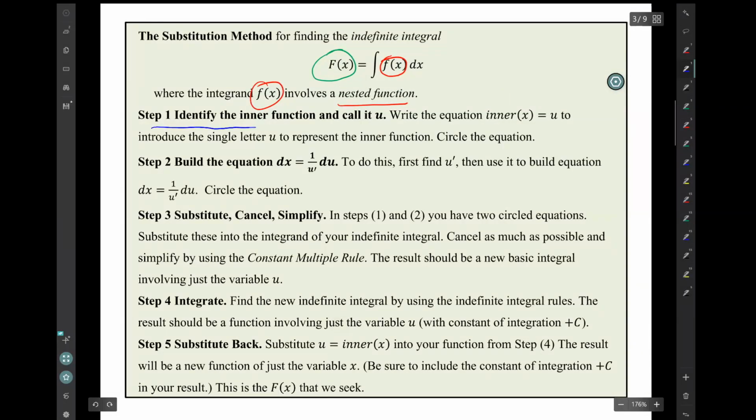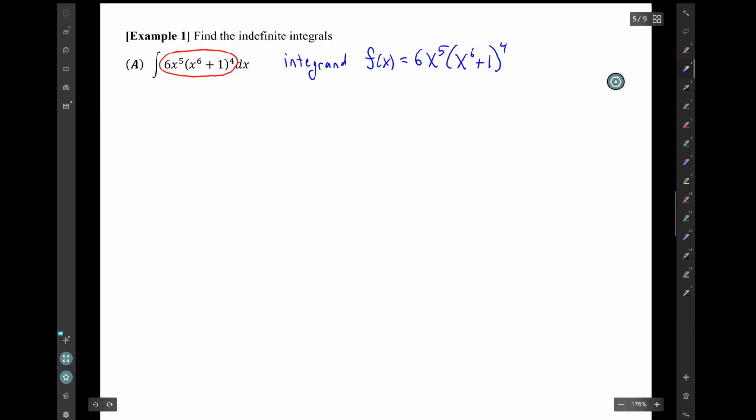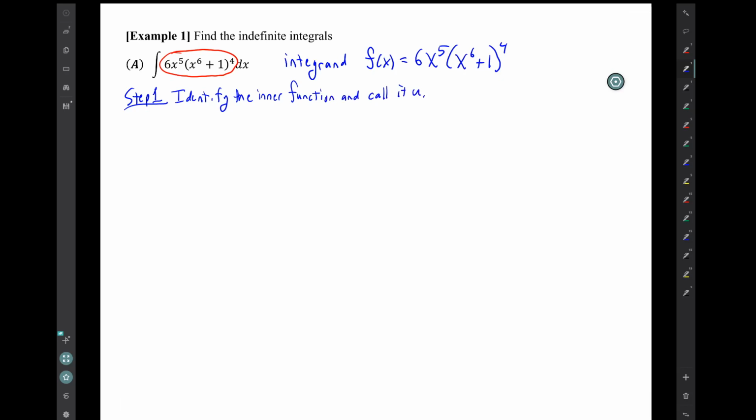Step 1, identify the inner function and call it u. Write the equation inner of x equals u to introduce the single letter u that's going to represent the inner function. And furthermore, circle that equation. Well, what is the inner function? It's going to be the function that's sitting inside of some other function.